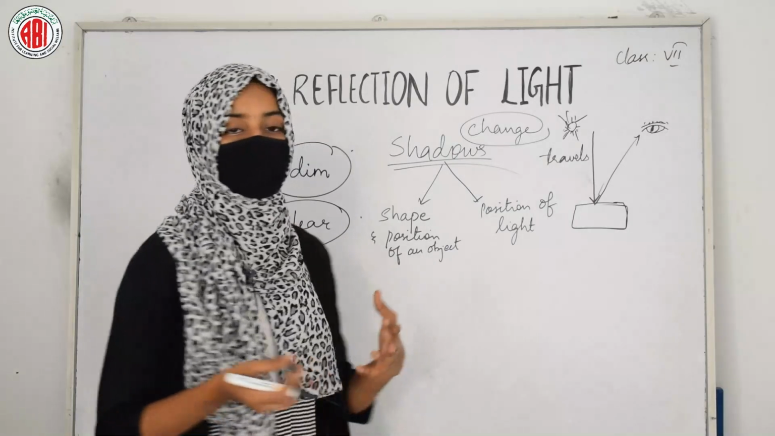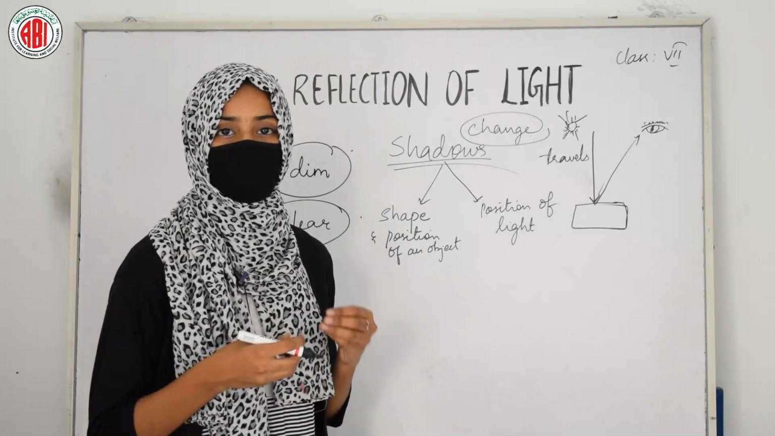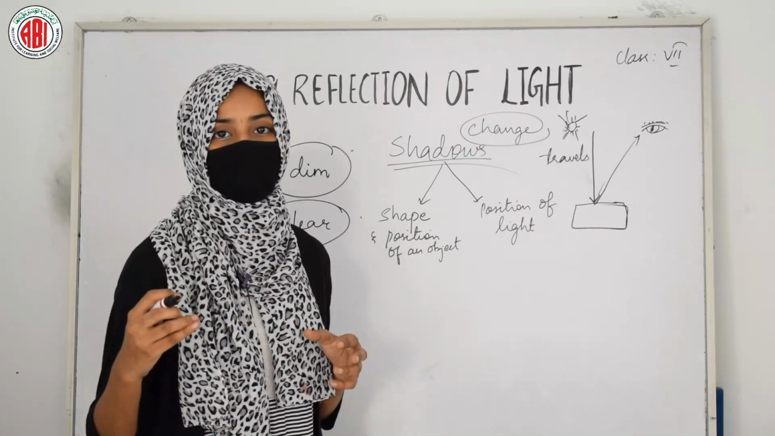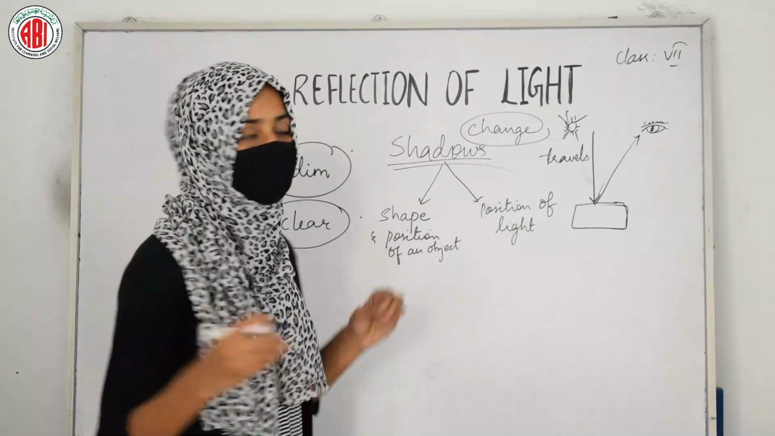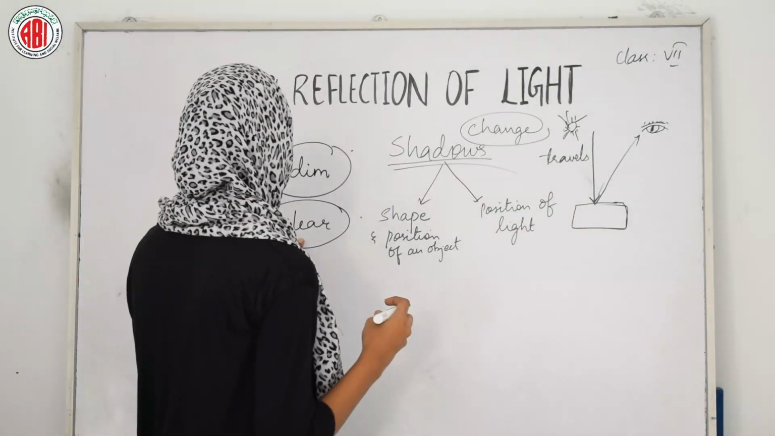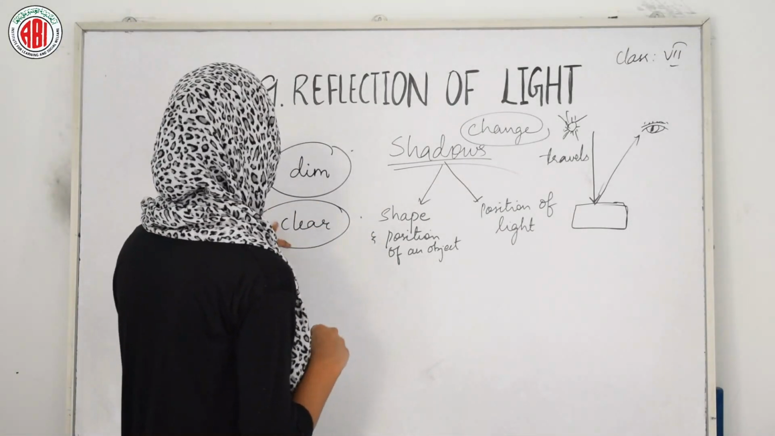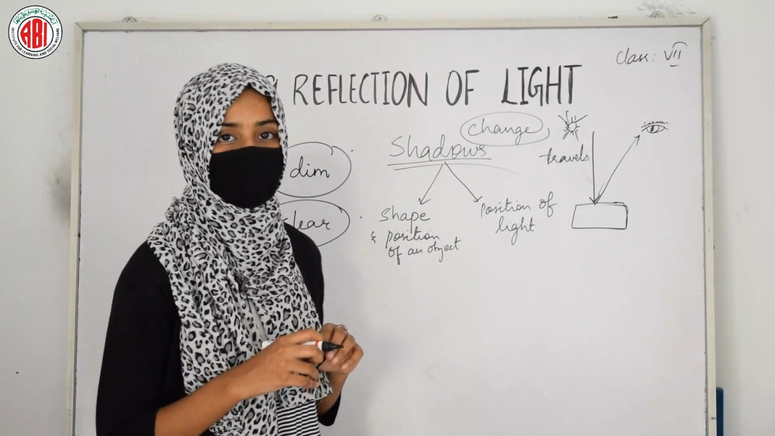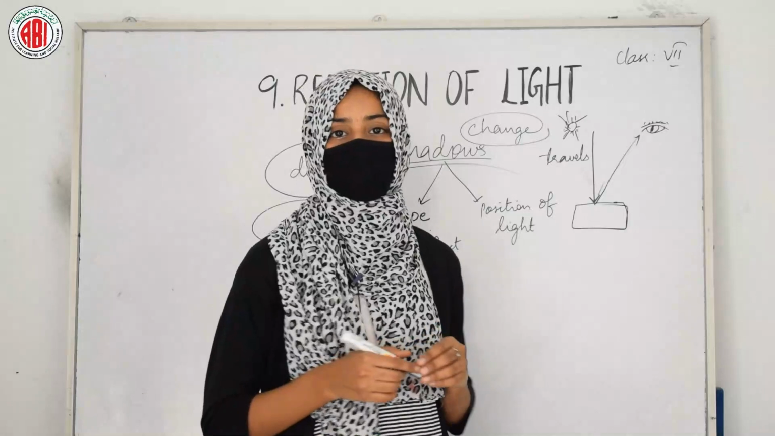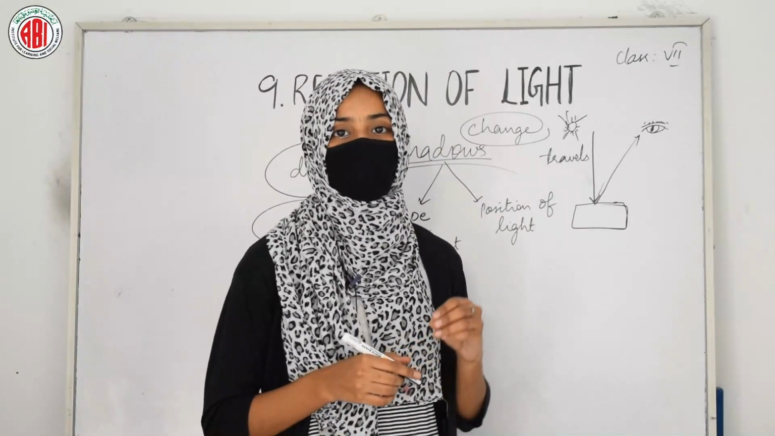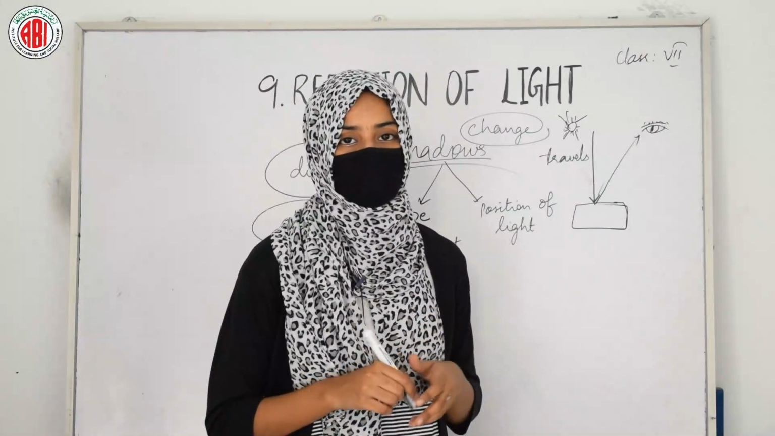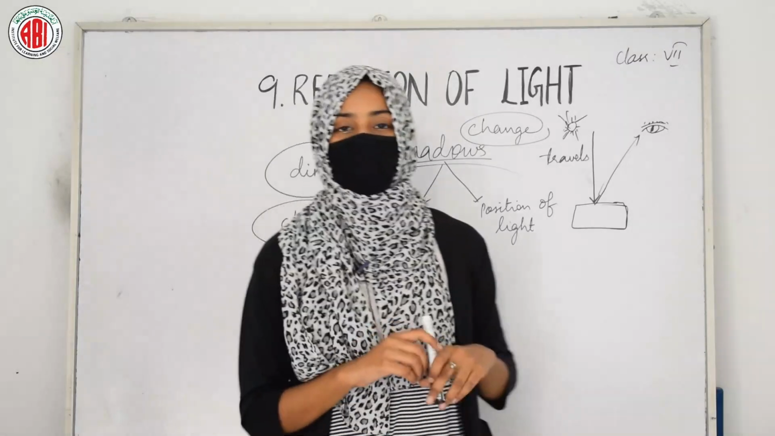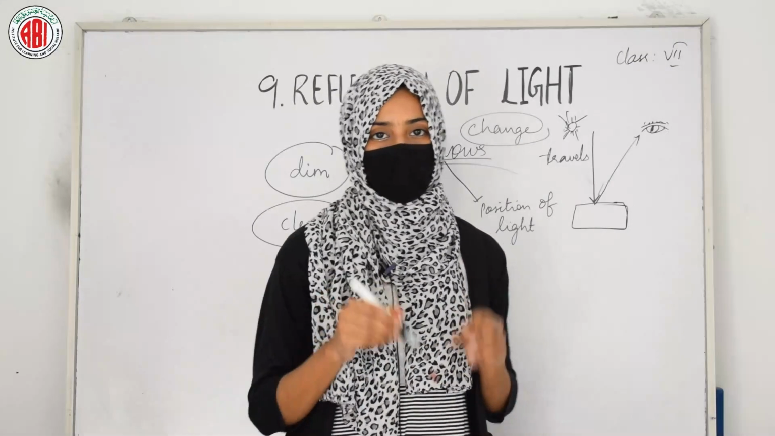But when we point that torch towards our face, the reflection of the light takes place onto the mirror, and in this case we can see that the clear image of ours appears on the mirror. This is how the reflection of light is very important to make the images more clear onto the surfaces. To see any object, light should fall on them.